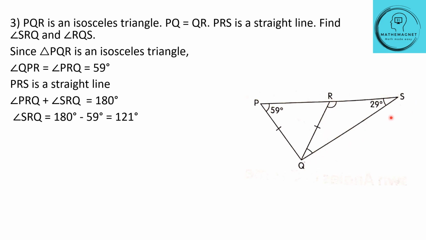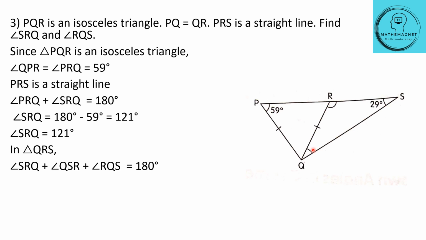Now we will consider this triangle, triangle SRQ. We know two angles, we have to find the third angle. So in triangle QRS, SRQ plus QSR plus RQS will be equal to 180 degrees. We know two of the angles, one is 29 and the other is 121. So RQS, that is the unknown angle, will be 180 minus 121 minus 29, which is equal to 30 degrees. So the second unknown angle RQS will be equal to 30 degrees.